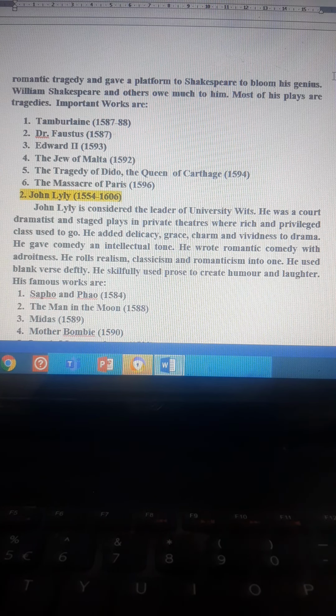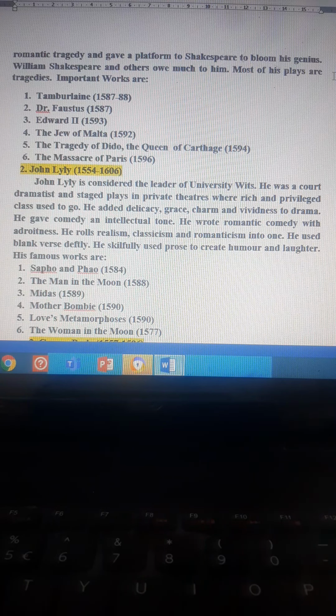The next is Edward II, published in 1593. It is the first historical play of English literature, and William Shakespeare's historical plays Richard II and Richard III are modeled after Edward II. The next is Jew of Malta. It was published in 1592.